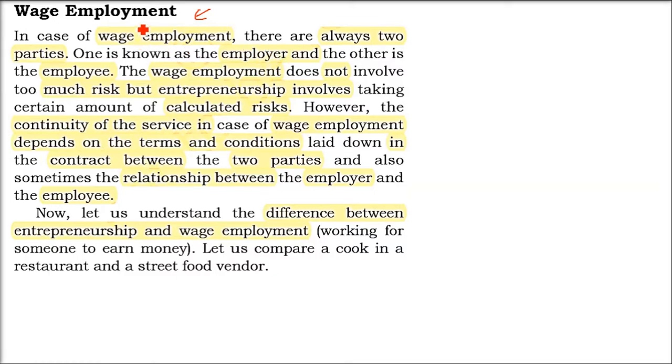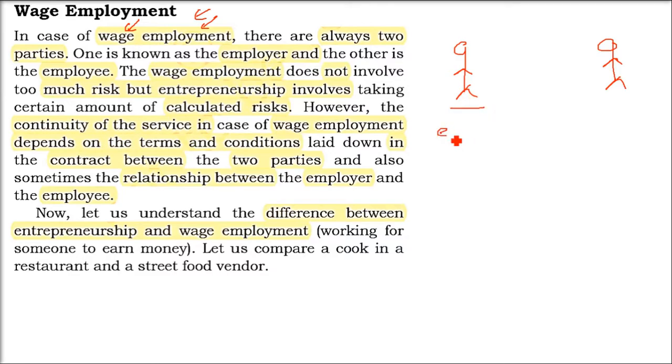What is wage employment? Wage is money. Wage is salary, a fixed amount, fixed emoluments you get for the work you do for a stipulated time. For example, a week, say 15 days, or a month. It's a salary.